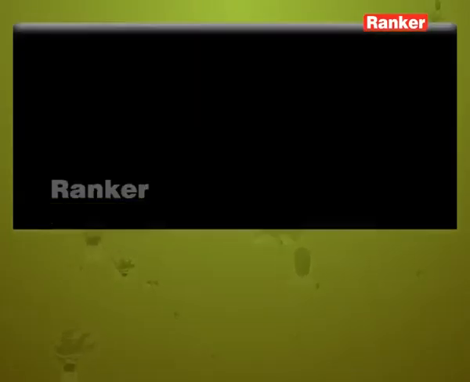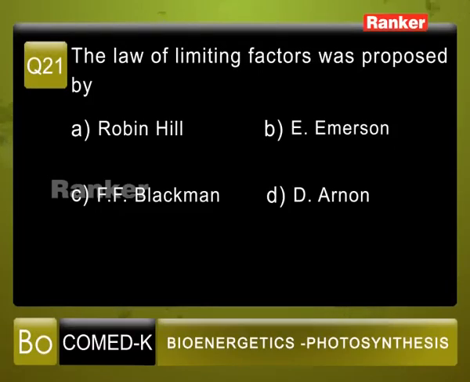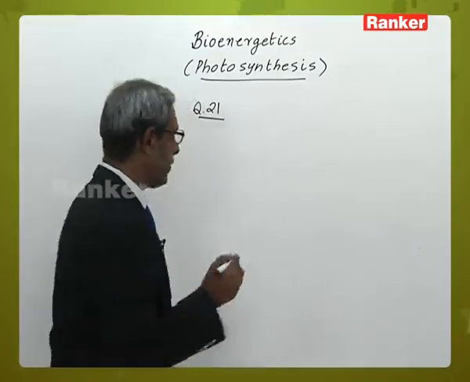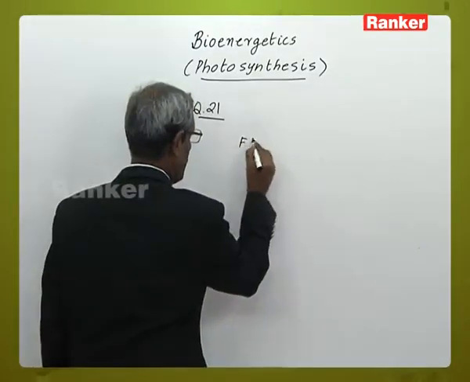Question number 21. The law of limiting factors was proposed by A. Robin Hill, B. E. Emerson, C. F. F. Blackman, D. Arnon. The law of limiting factors was proposed by F. F. Blackman.